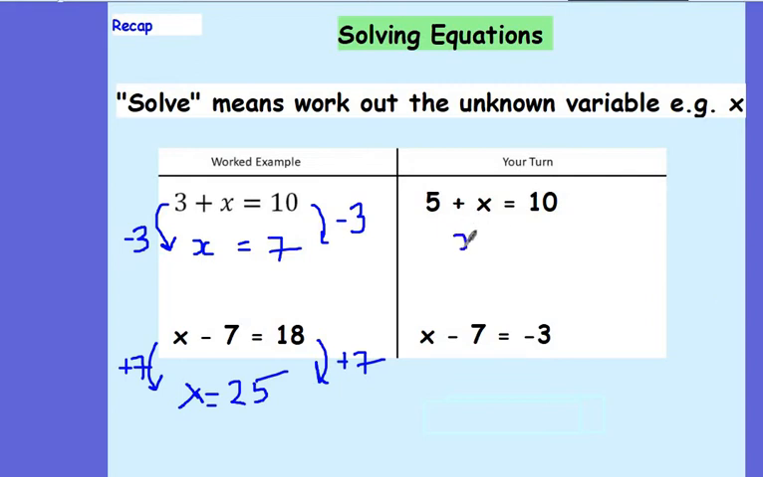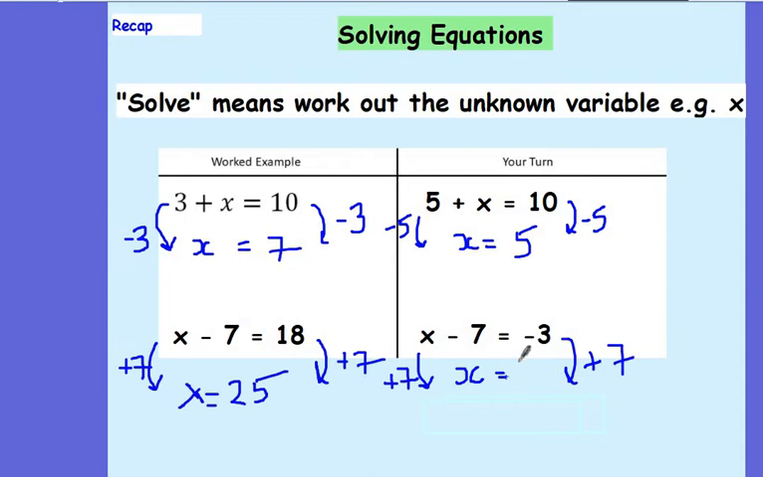Right, let's go through the answers. I want x on its own, so for the first one, I needed to subtract 5 from both sides, which left me with x is equal to 5. And for the second one, I wanted x on its own, and to do that, I want to add 7 to both sides. Negative 3 plus 7 gives me 4. So x is equal to 4. Hopefully we're all confident on that. That was something we covered last lesson.